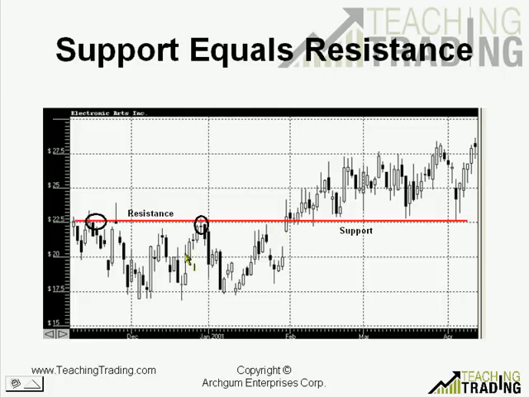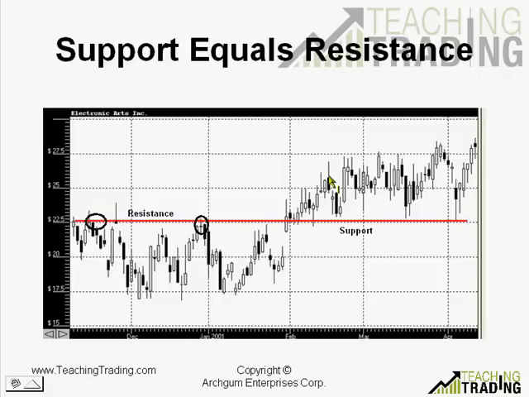So prices went up, hit the resistance, and retraced. Prices went up again, hit the resistance, and retraced. Prices went up, it hit the resistance, but this time it has broken through the resistance line.